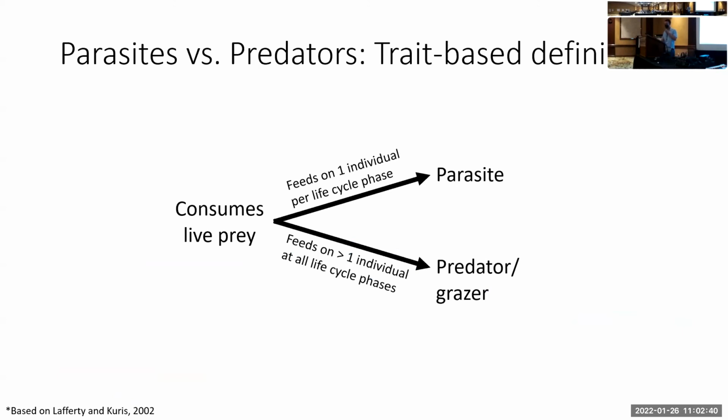If you're like me and not a parasitologist, I thought maybe we could start with some trait-based definitions of what defines a parasite. According to some prominent parasitologists, the trait that distinguishes a parasite from a more traditional predator is that a parasite feeds on a single individual during a given phase of its life cycle, whereas a predator feeds on multiple individuals at all stages of its life cycle.